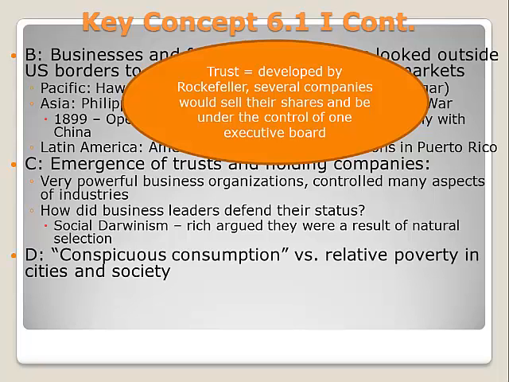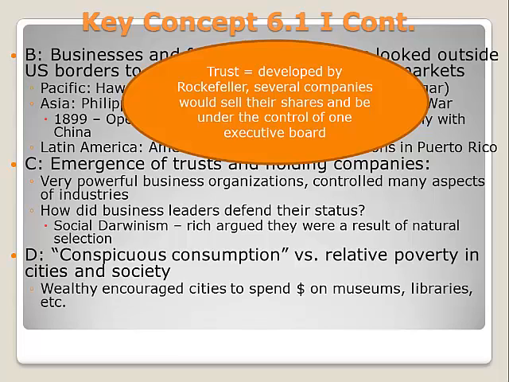We see conspicuous consumption and relative poverty in cities and society. And here's that contrast that we talked about in the beginning, this Gilded Age. When you look on the surface, there are several problems below the surface. So you have the rich spending money lavishly. The wealthy were encouraging cities to spend money on museums, libraries, etc. for places for them. And they also would spend lots of money on elaborate housing, clothing, etc.